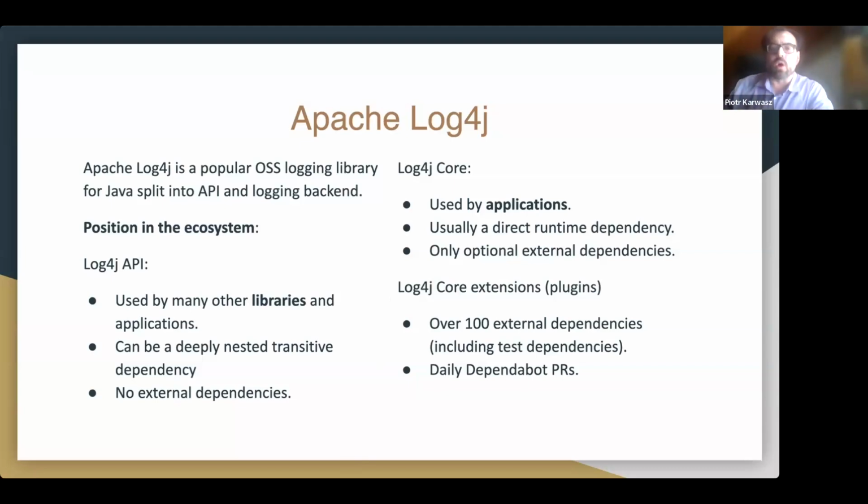We are a little bit all over the ecosystem. We have a Log4j API, which is a library used by other libraries. It means this is one of those deeply nested dependencies that are dangerous. I don't know if you know, but most software supply chain attacks go through deeply nested dependencies. There is Log4j Core, which application developers choose to use.